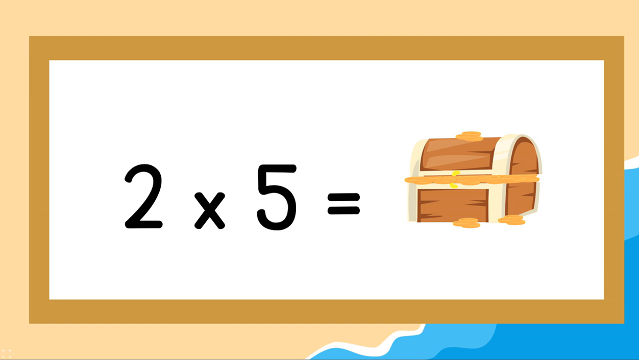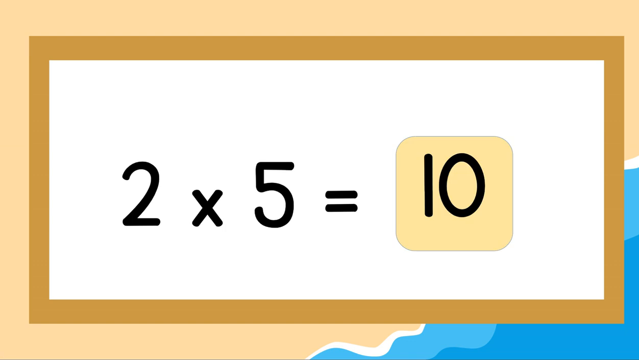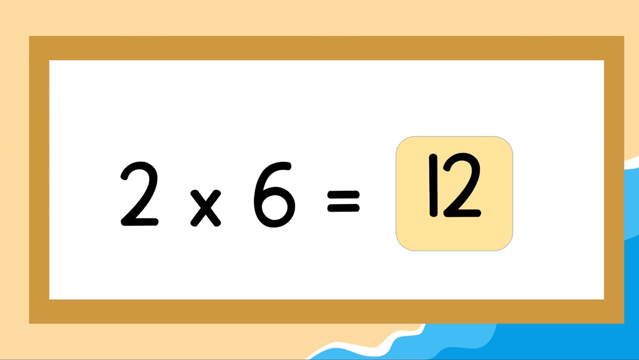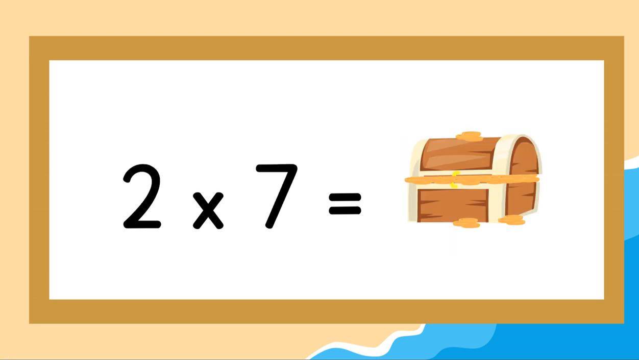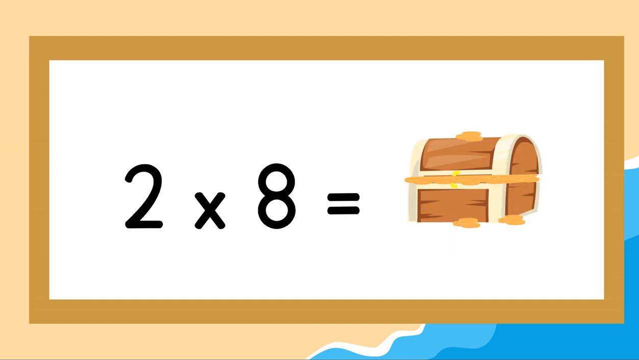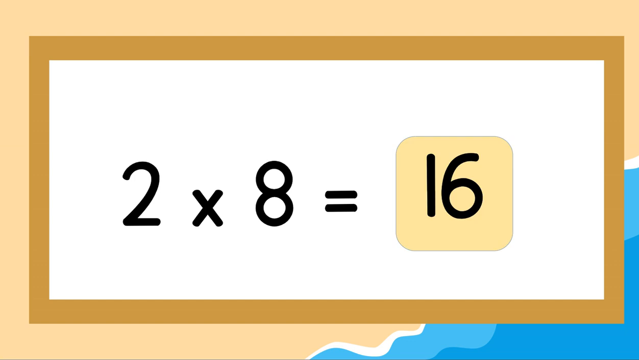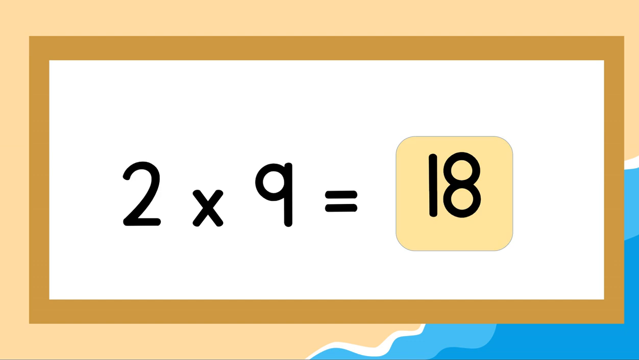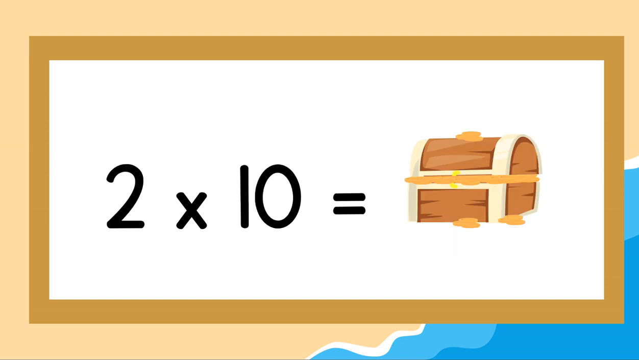Can you guess? 2 fives are 10. 2 sixes are. Can you guess? 2 sixes are 12. 2 sevens are. Can you guess? 2 sevens are 14. 2 eights are. Can you guess? 2 eights are 16. 2 nines are. Can you guess? 2 nines are 18.